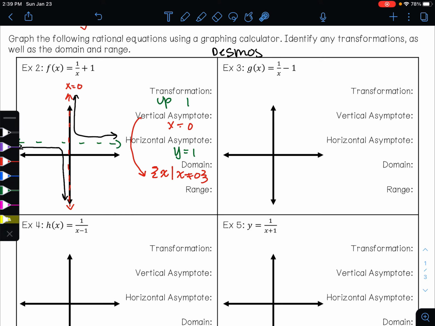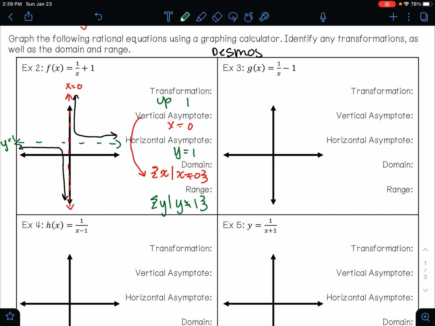Our horizontal asymptote is y equals 1. So that means that my range is going to be all values of y such that y cannot equal 1. And so that comes directly from our horizontal asymptote. And that is because we can have every single other y value except for this line right here, and this line is when y equals 1.